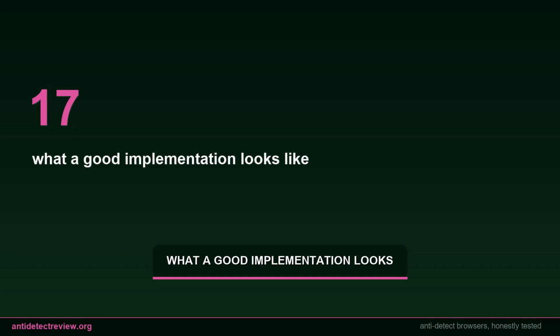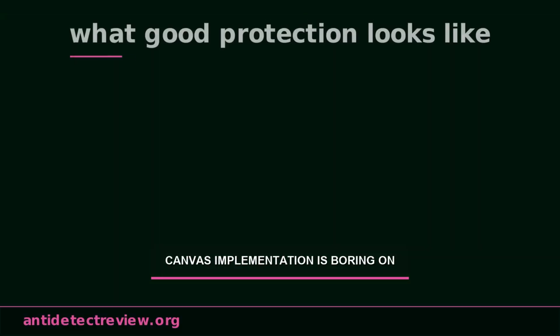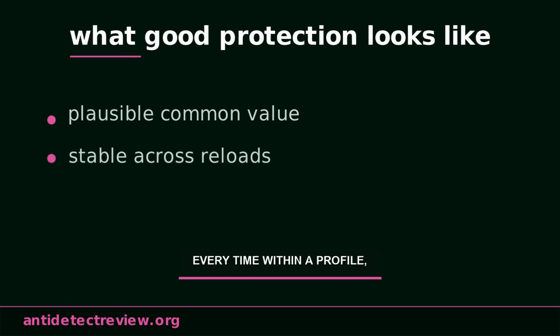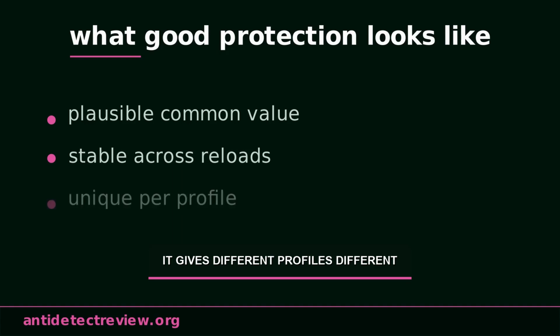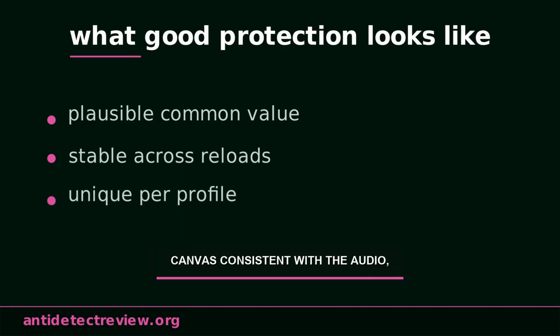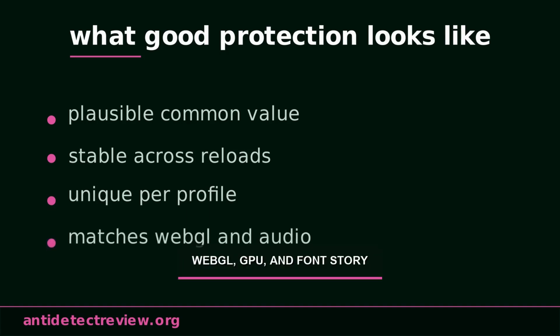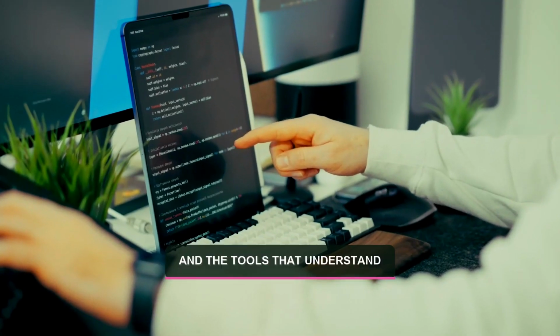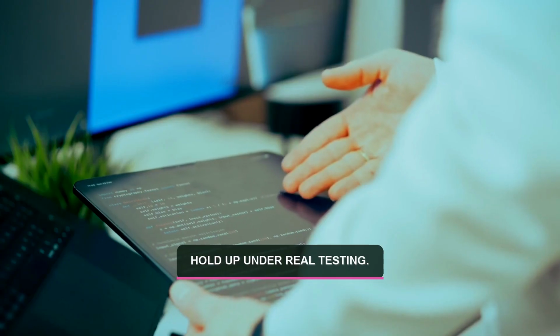What a good implementation looks like. Put together, a good canvas implementation is boring on purpose. It returns a plausible, common-looking value. It returns the same value every time within a profile. It gives different profiles different values, and it keeps the canvas consistent with the audio, WebGL, GPU, and font story around it. It does not scream randomness. It does not block readback and stand out, and it does not reuse one value everywhere. Boring, stable, and consistent beats clever and noisy every single time here, and the tools that understand that are the ones that hold up under real testing.